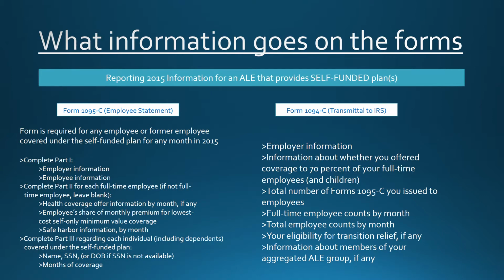For self-funded plans, Part 3 of Form 1095C will also be completed. This section lists information for all individuals covered under the employee's plan. An example would be if the employee has family coverage, the spouse and children's information would be listed here.